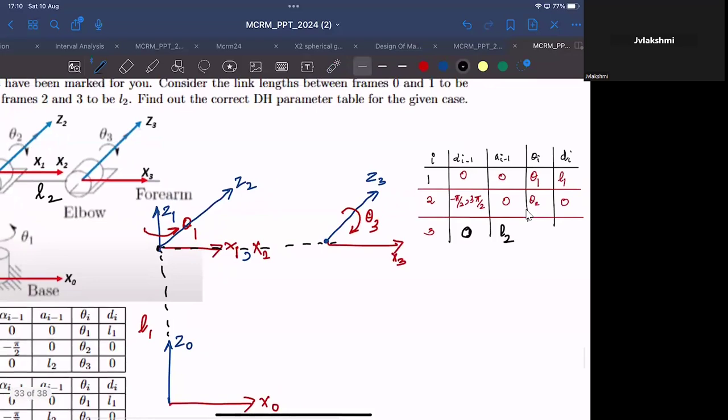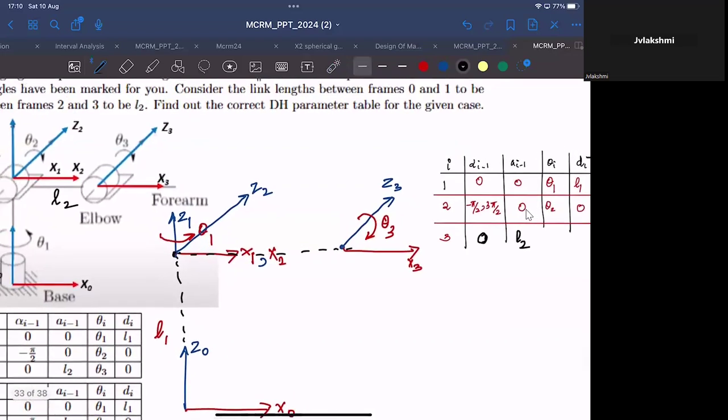And theta i would be the angle by which you have to rotate about Z3 so that the orientation between X2 and X3 can be taken into account.